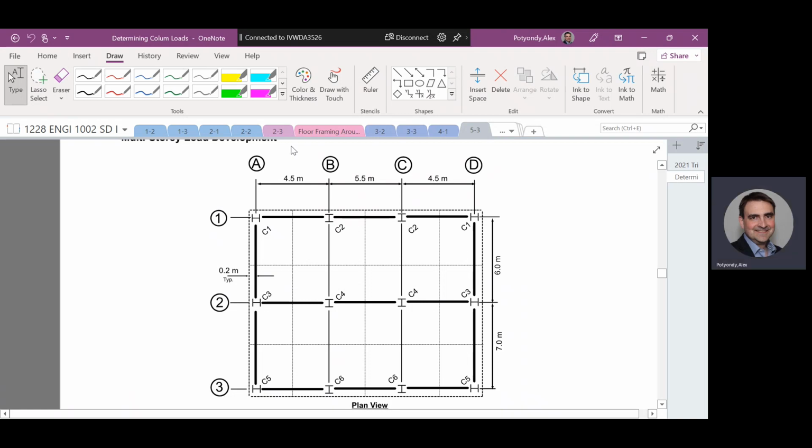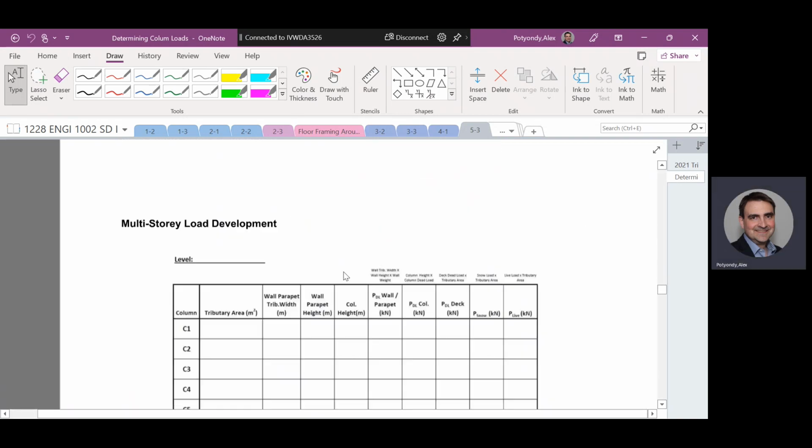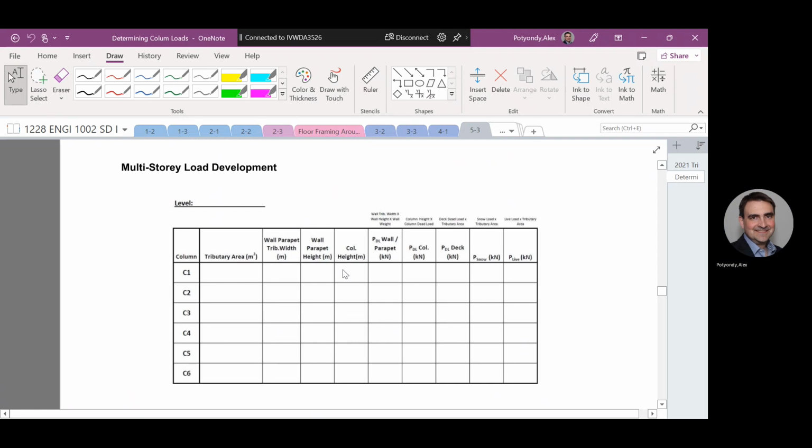I want to use a table that's going to help me, and I'm going to use this table here. This table shows me some information from left to right across the top. Down the rows, I'm going to put in the different columns, C1 to C6. The next column is for each column, what is the tributary area? And then I'm going to look at wall or parapet tributary width. So how much is that column going to support of the wall or the parapet?